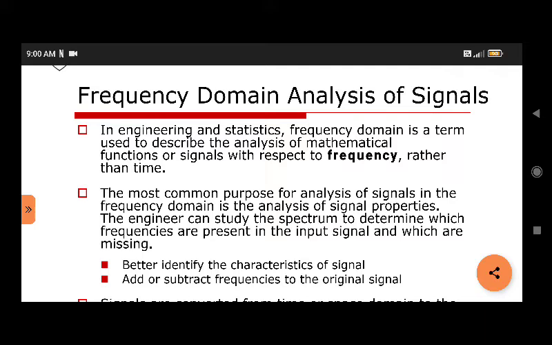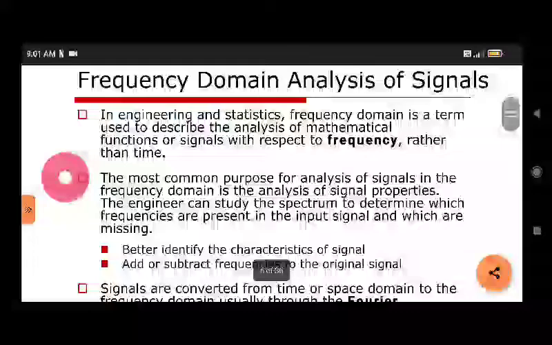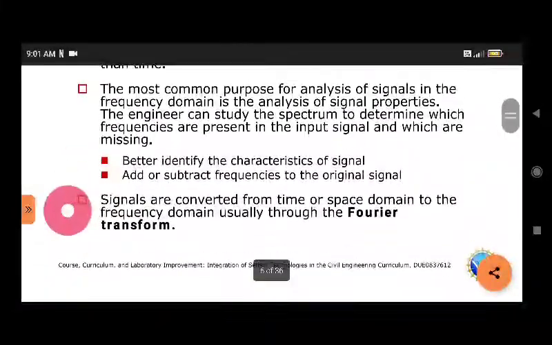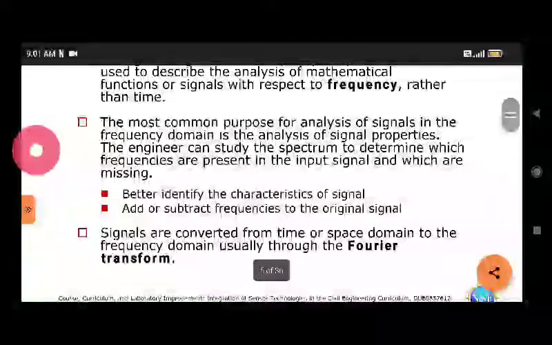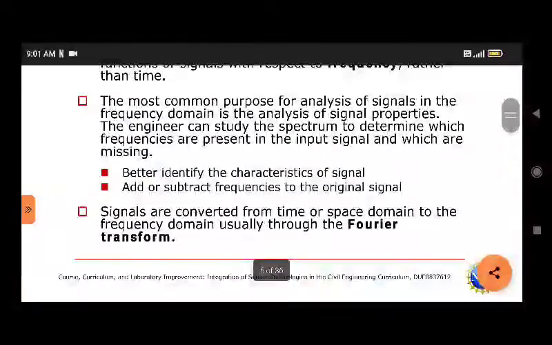The engineer can study the spectrum to determine which frequencies are present in the input signal and which are missing. We can analyze the whole spectrum of frequencies, and if there is any noise or any other signals present, then we can observe that and also remove it. We can better identify the characteristics of the signal and add or subtract frequencies to the original signals.